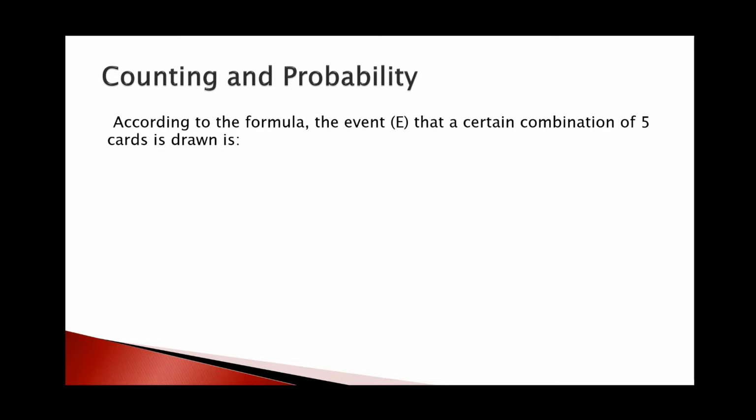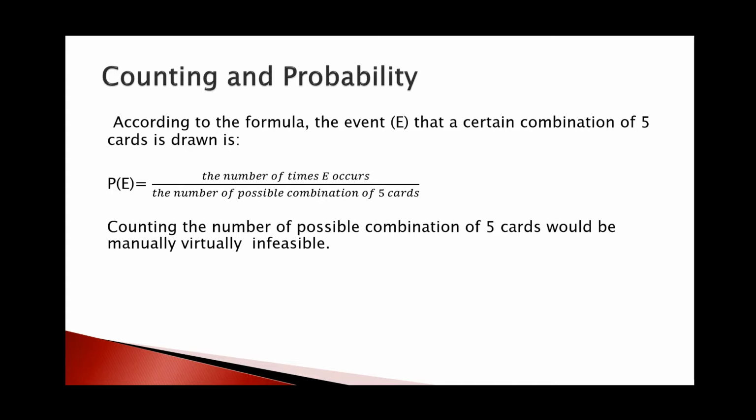According to the formula, the event E that a certain combination of 5 cards is drawn has P of E equal to the number of times E occurs divided by the number of possible combinations of 5 cards. And let's, for the sake of our lesson today, assume that we want to pick 4 twos and a 3 of hearts, and that is the combination of 5 cards we want to draw. Since they are a unique combination, the number of times that they can occur is 1.